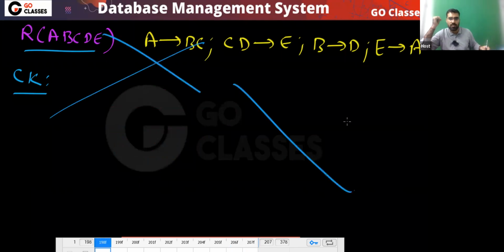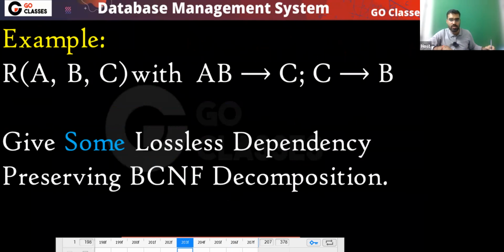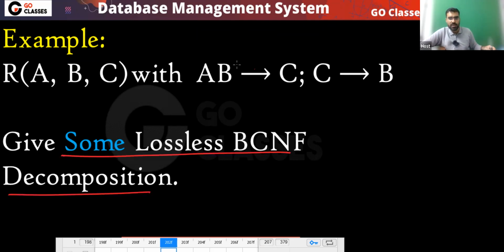Now let's move on. Now let's see this. So give some lossless BCNF decomposition. Can I give this question as homework? Oh, actually, this is a nice question. I want to make one point in this question. So what to do? Give some lossless BCNF decomposition. Can you give that? First of all, what are the candidate keys here in the relation R?